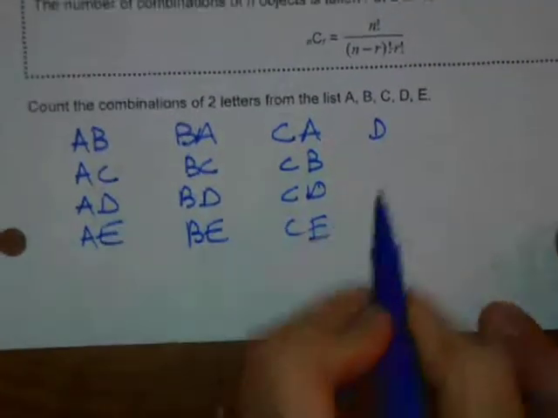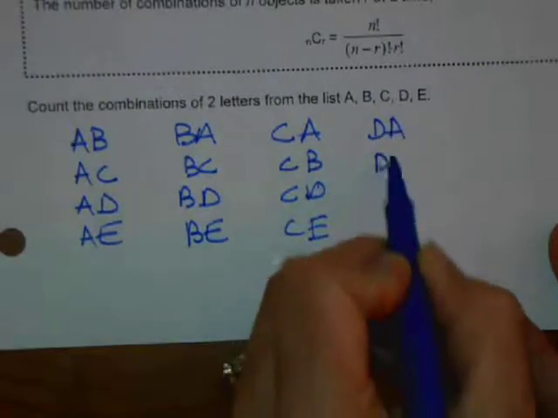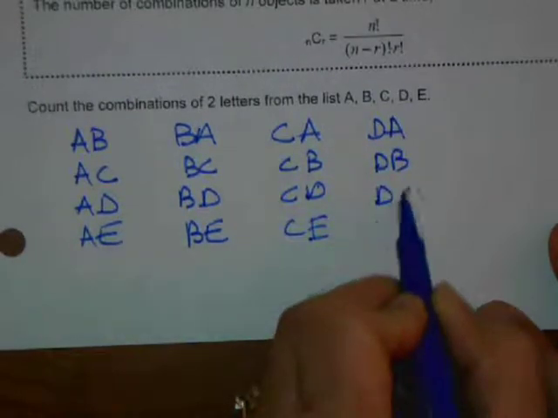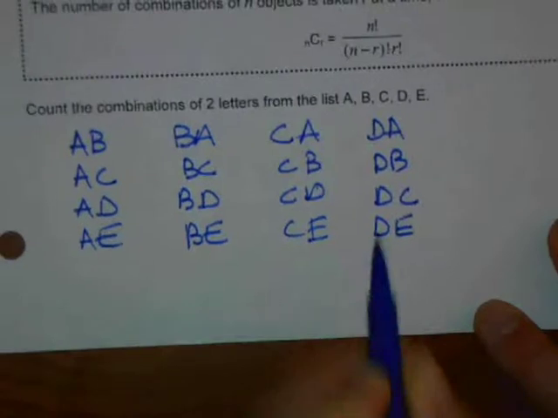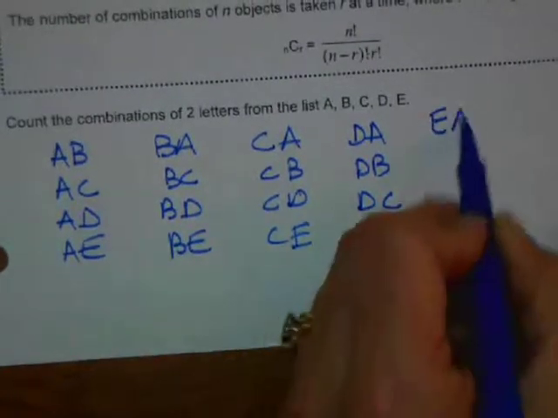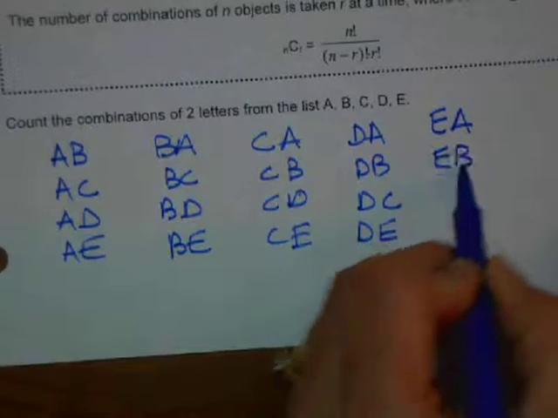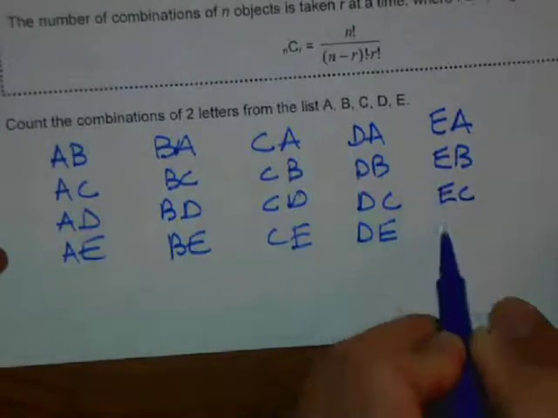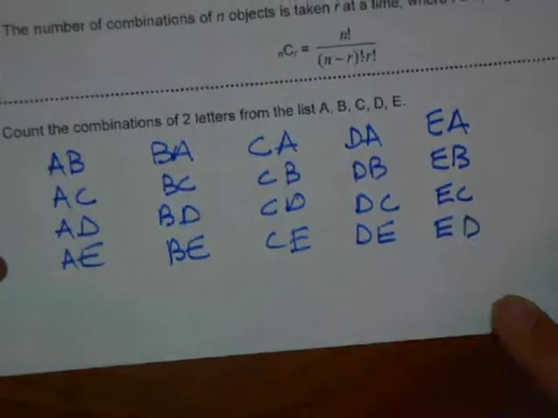Then we go to D: DA, DB, DC, DE. And then last we do E: EA, EB, EC, and ED.